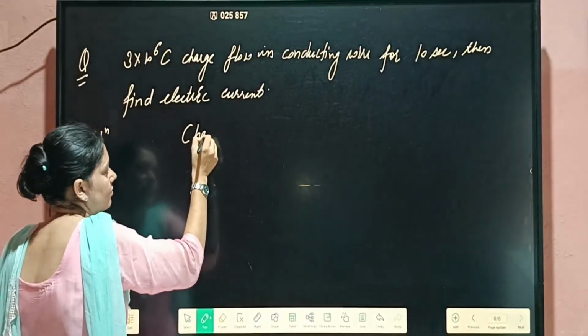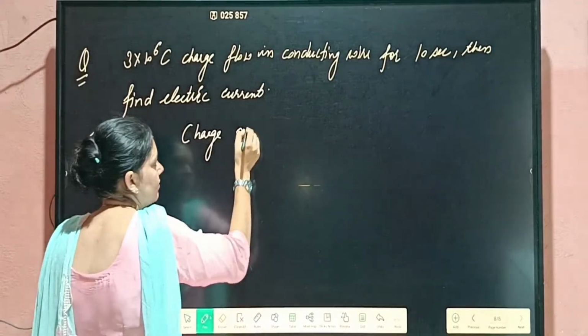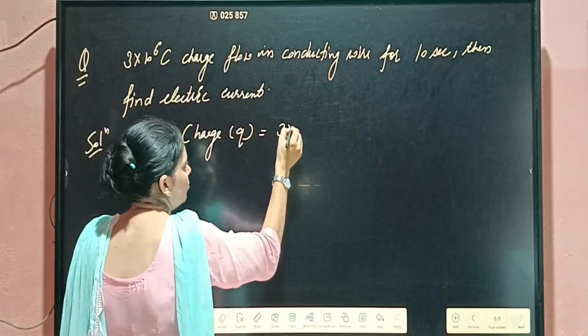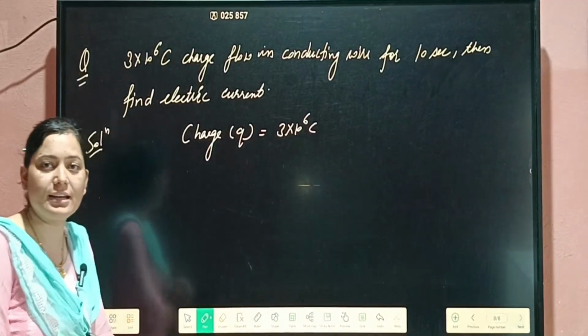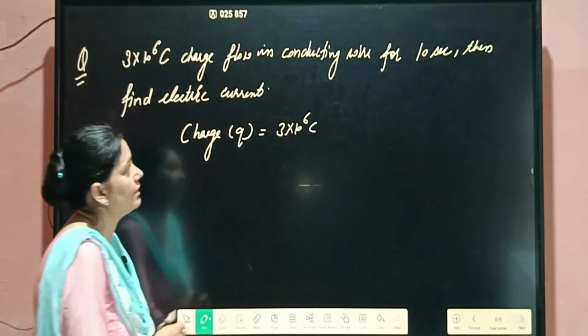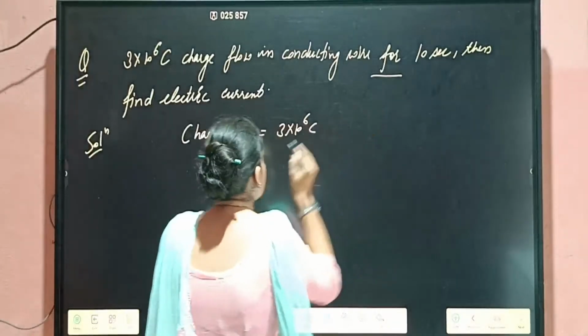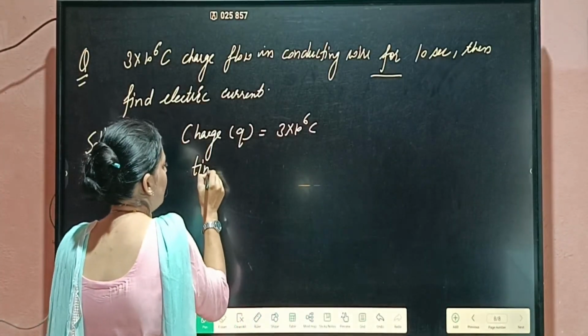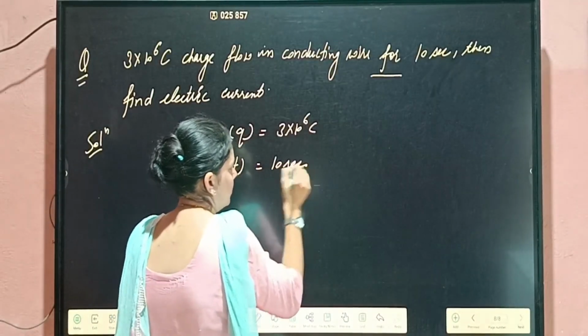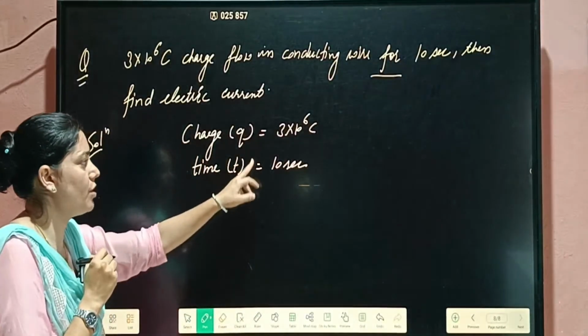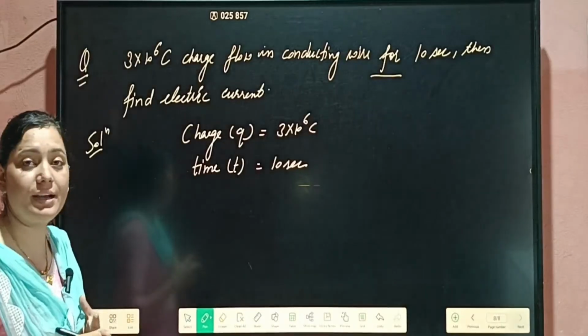First, your charge is given. Okay, charge given. What is the value of charge? 3 into 10 raised to power 6 coulomb. This is the value of charge available in a conducting wire, in which this charge is flowing for a time. Your time is given here, t equal to 10 second. Clear? If this charge is flowing for this time, then we have to find the value of the electric current.